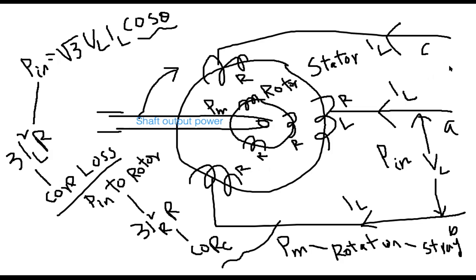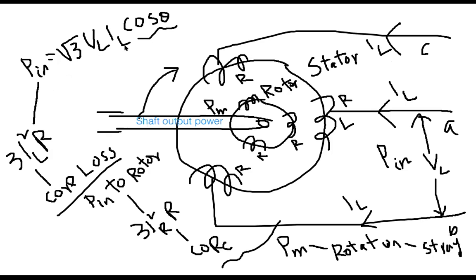So what exactly are the equations here that we need to look for? I see we have 3 I squared R, the resistance R, minus the core loss of the rotor. That's how much power goes to the rotor. Yeah, exactly. So I think everybody understands the first equation, right?